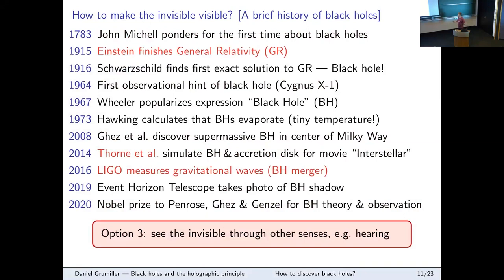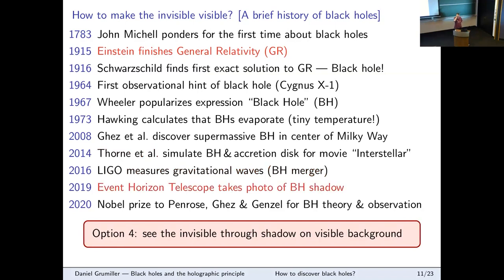Now, the third option is you see the invisible through other senses, so metaphorically through hearing, although you don't literally hear black holes. What I mean in this context is you can try to detect black holes not by using light in one of its forms, so X-rays or microwaves or whatever, but rather you use some other means, namely gravitational waves. And this is possible since 2016. And the final option is you see the invisible, at least for now, the final option. Maybe in the future there will be additional options available to us, but for now this is the final one. So the last option is we see the invisible through the shadow that it makes on a visible background. And this is what the Event Horizon Telescope did when it took photos of black hole shadows.